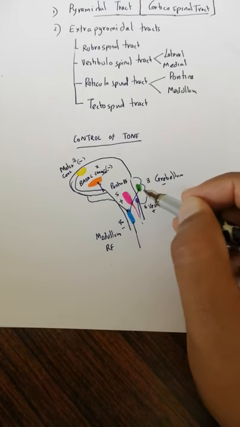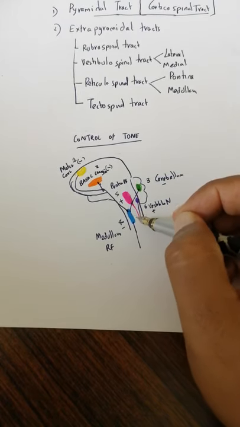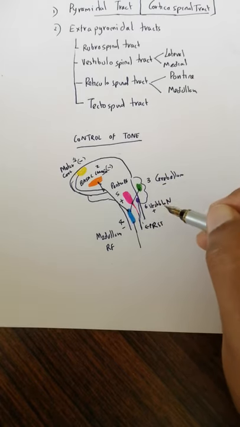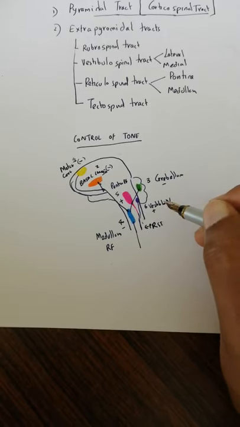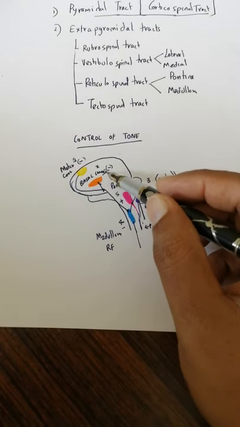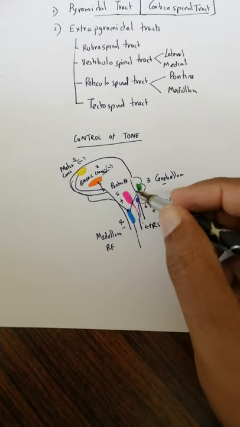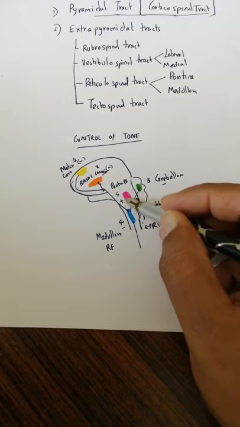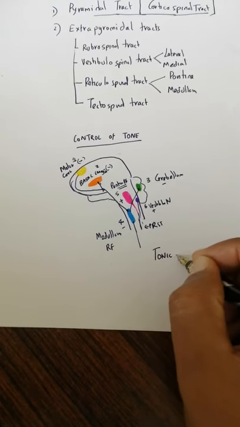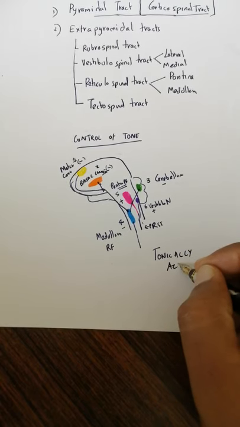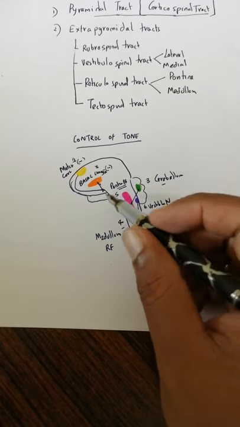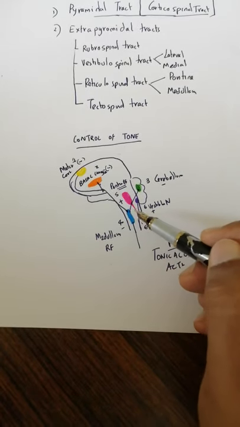And you can see that the pontine reticular formation, which forms the pontine reticulospinal tract, and the vestibular nuclei, which form the vestibulospinal tract, are facilitatory to gamma motor discharge. So many things are inhibitory, and they act through the medullary reticular formation and the medullary reticulospinal tract. While the pontine reticular formation is facilitatory, and it is tonically active. Tonically active means they are continuously active. Meanwhile, the medullary reticular formation is not continuously active. It needs the cortex, basal ganglia, and cerebellum to activate it. Then only it will act.